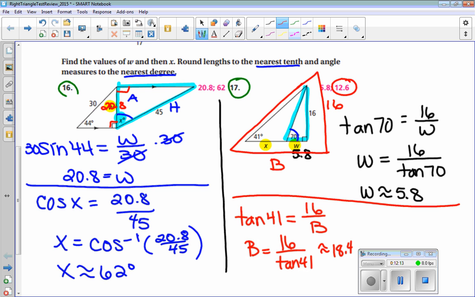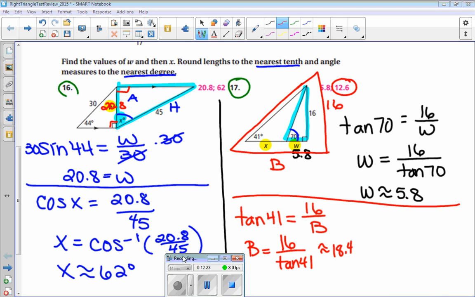Well, remember, B is the whole bottom. We only want the x, right? So we have to subtract off the 5.8, and that'll give it to us. So x is going to be 18.4 minus 5.8, which gives us 12.6. Okay? That was excellent. Some people might have tried to do x plus 5.8 in the problem, and it made it a little bit more difficult, but I like the way you did it. Good job.